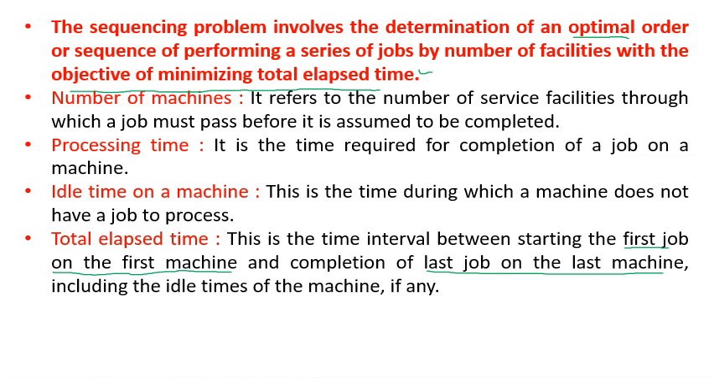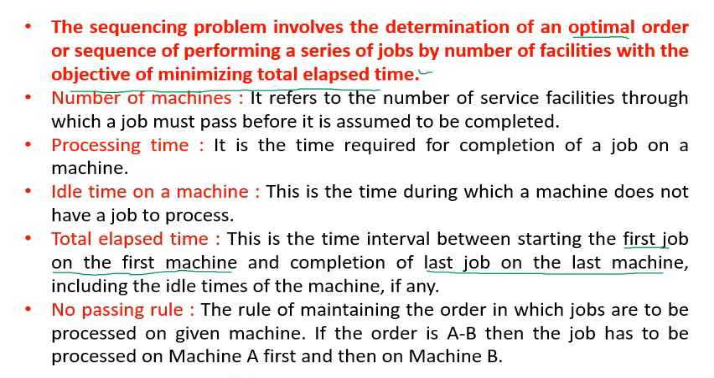So the time interval between starting the first job on the first machine and completion of the last job on the last machine, including the idle times of the machine, is what is termed as total elapsed time. In between, you might get some idle times of the machine. You will understand it when we solve problems. This is just the theory part, or the terminology which you should now be aware of. That's why I am discussing this. When we start solving numericals, you will understand these terms in a much better way.